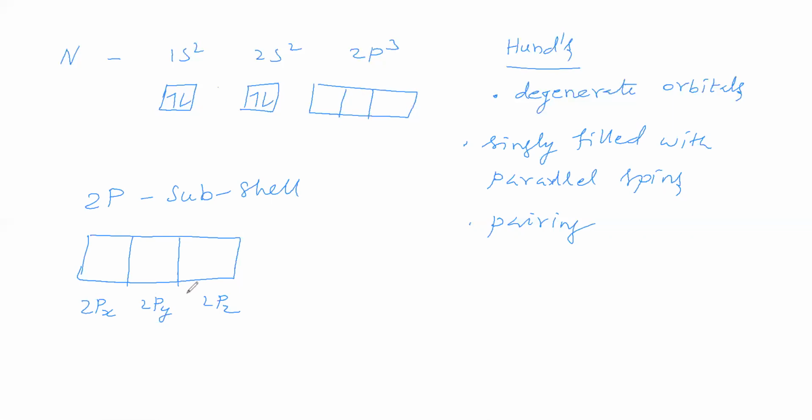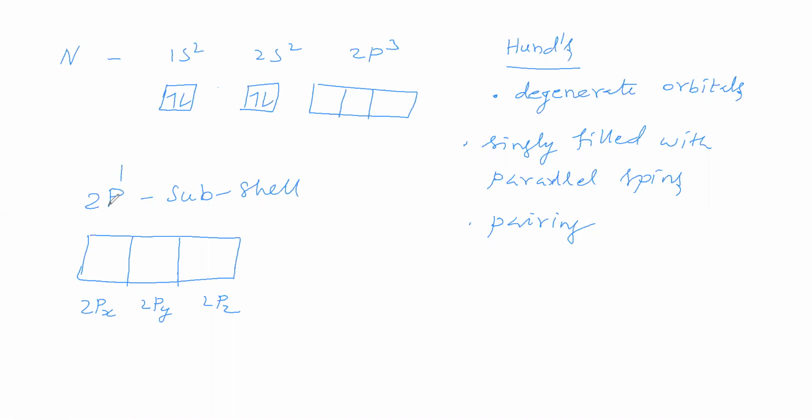But by convention, for easiness, we will write first x, then y, then z, as per alphabetical order. That's all. So we have written here as per alphabetical order. It is x-axis, it is x, it is y, it is z. Set. Now, first, one electron comes to 2p.